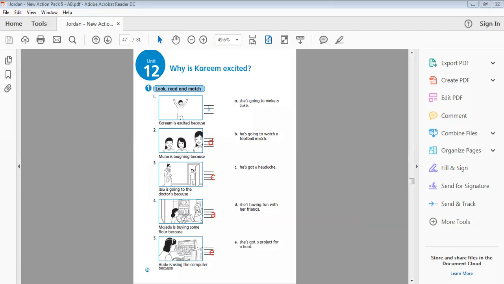Pay attention here, fifth graders: "because" always joins the result sentence and the reason sentence. The reason sentence always comes after "because". Okay, now let's move to exercise 2.